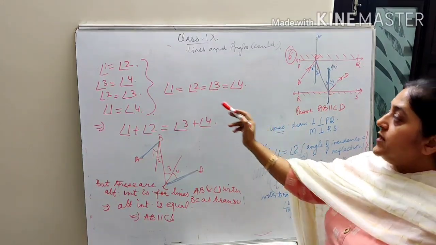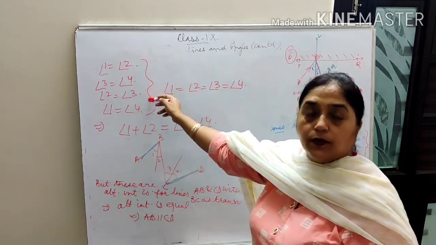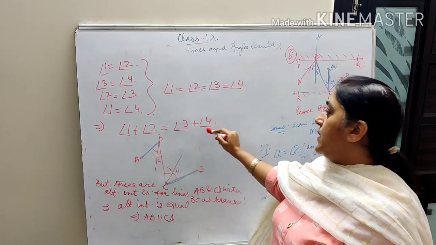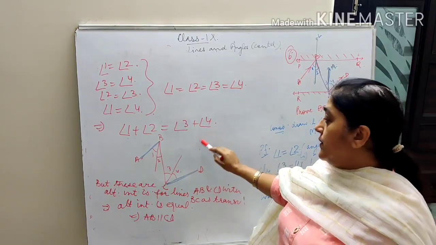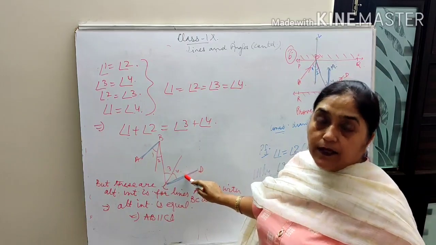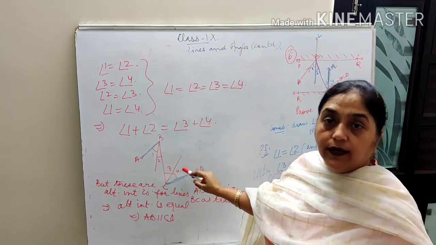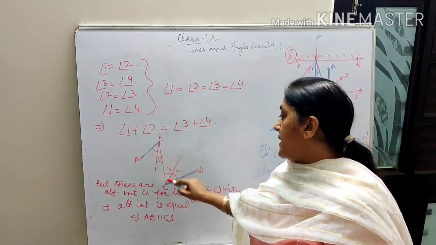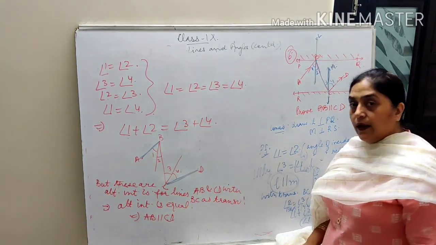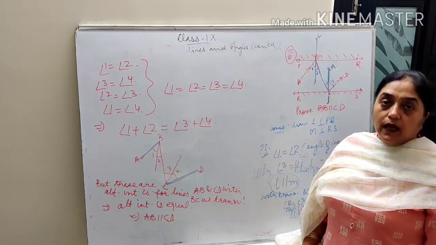तो इन सब से मुझे ये समझ में आया कि 1 equal to 2 equal to 3 equal to 4. तो that means 1 plus 2 is equal to 3 plus 4. So 1 plus 2 क्या है? Alternate interior angle और 3 plus 4. These two are the pair of alternate interior angles for lines AB and CD. That means if alternate interior angles are equal, then lines must be parallel.